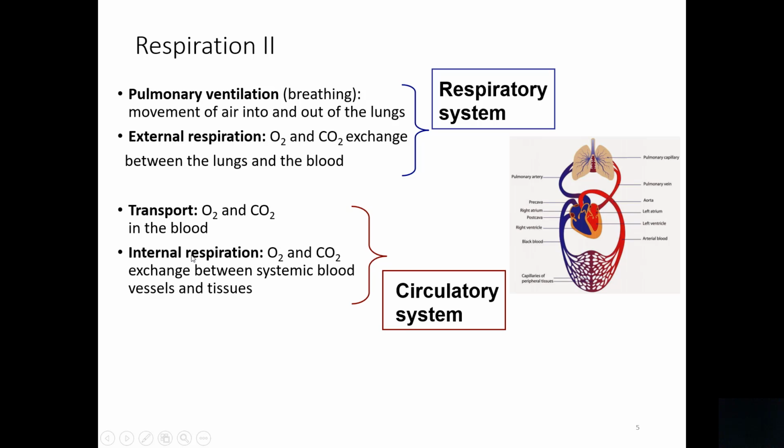Finally, we have a process of internal respiration. Right here, inside of those organs and tissues, oxygen goes from the blood to the cells so they could make energy molecules, and carbon dioxide is released from the cells and goes to the blood. So again, internal respiration happens in all of the body tissues.